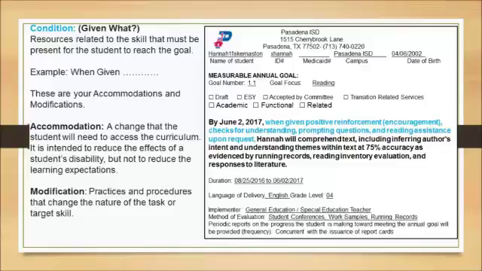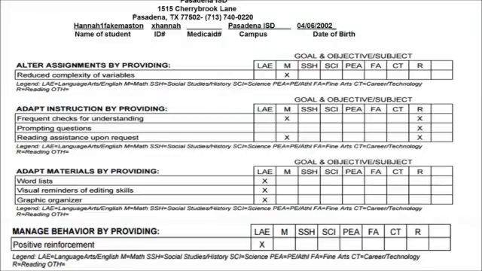Condition, given what? Resources related to the skill that must be present for the student to reach the goal. Example, when given. These are your accommodations and modifications. An accommodation is a change that the student will need to access the curriculum. It is intended to reduce the effects of a student's disability, but not to reduce the learning expectations. A modification, practices and procedures that change the nature of the task or the target skill. For this example, the student will need positive reinforcement, encouragement, checks for understanding, prompting questions, and reading assistance upon request.